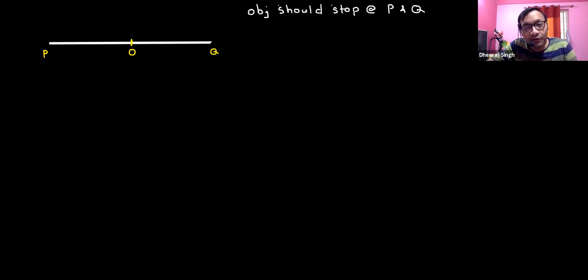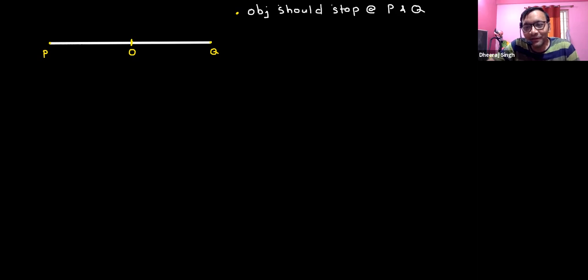Till the SHM is going on, the object must stop at Q and reverse its direction of movement. Similarly, the object must stop at P and reverse its movement. All of you agree with this? Any confusion? Okay, so the object should stop at P and Q.